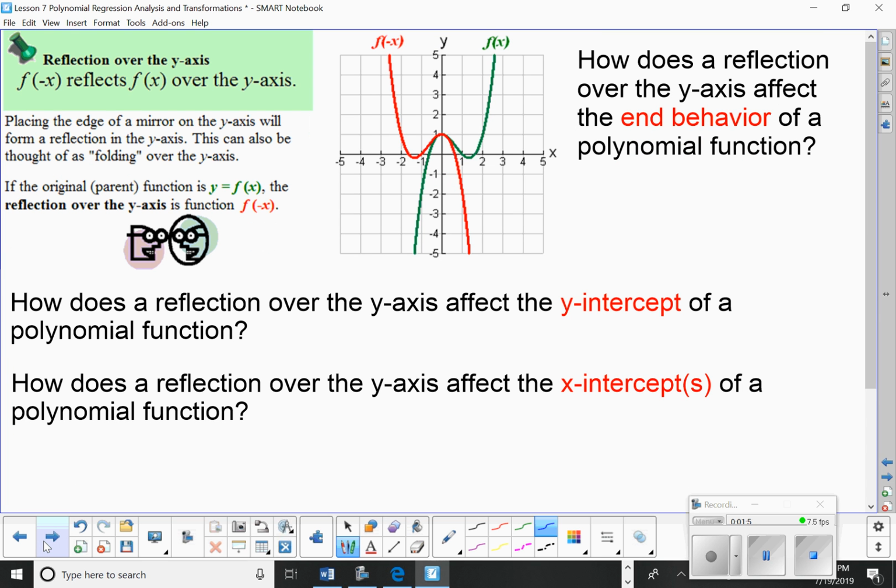Reflection over the y-axis. How does it affect the y-intercept, and how does it affect the x-intercept? Notice when I reflect over the y-axis, the x-intercepts are reversed. They become negative. The y-intercept stays the same.